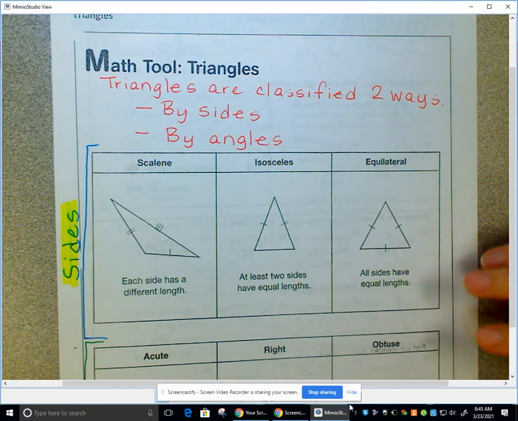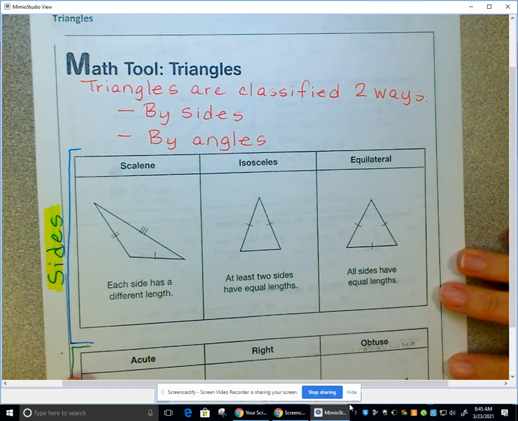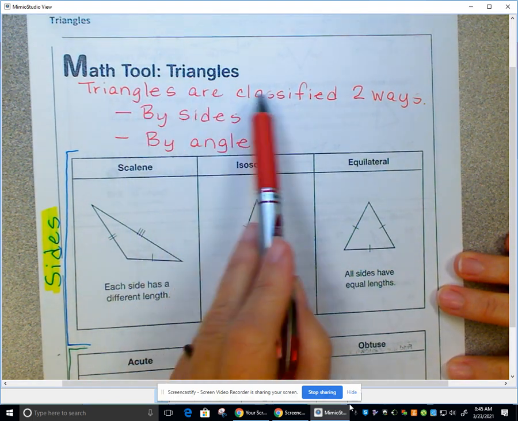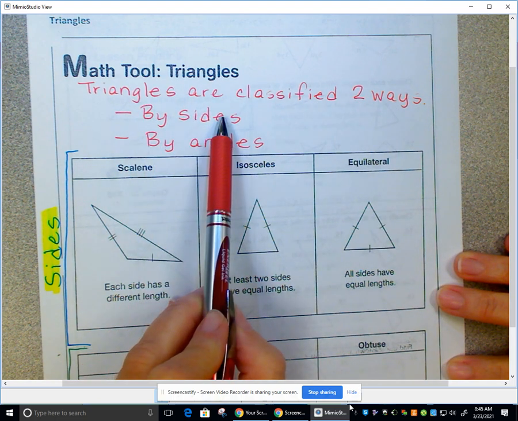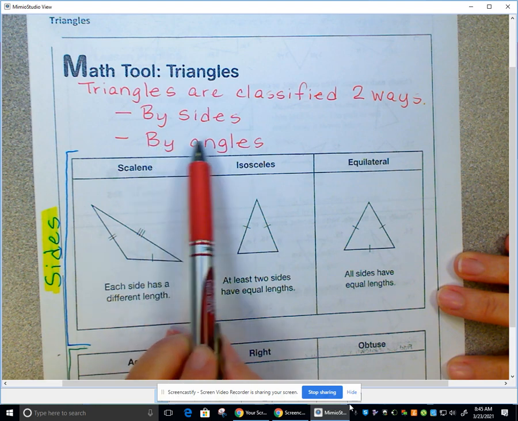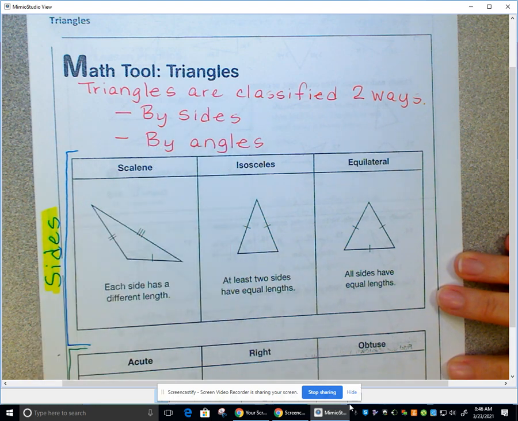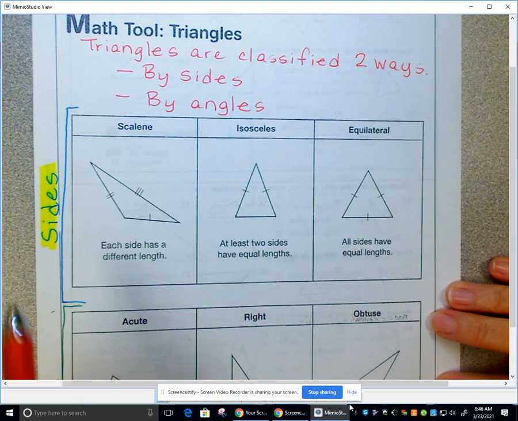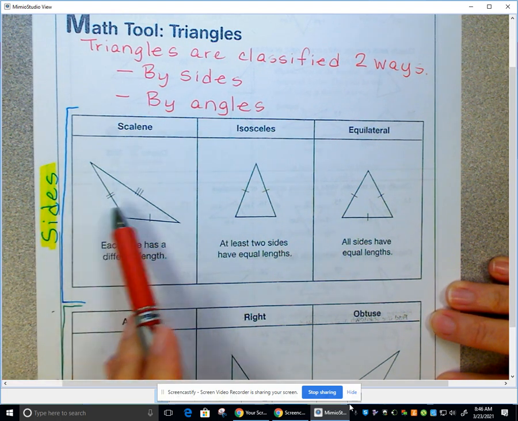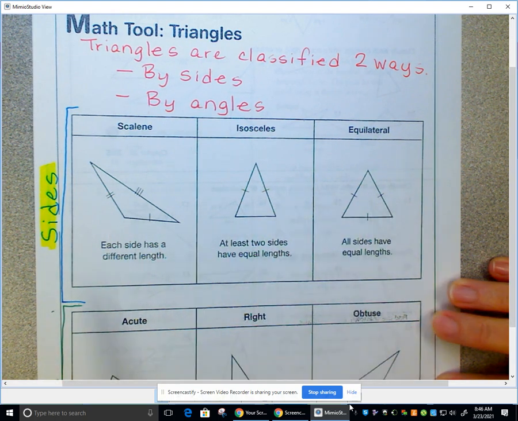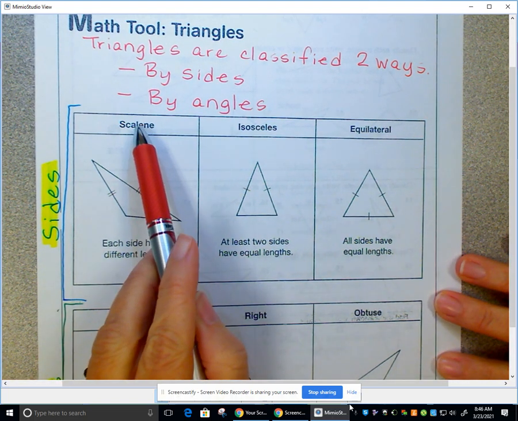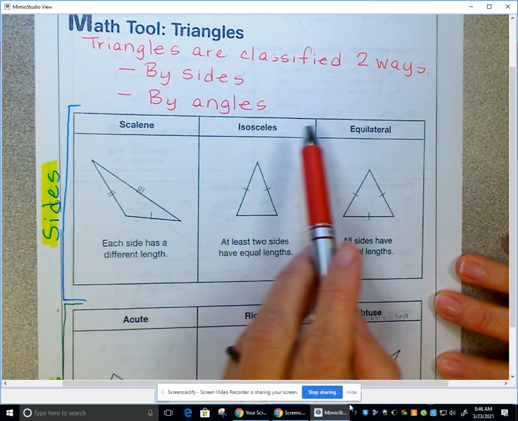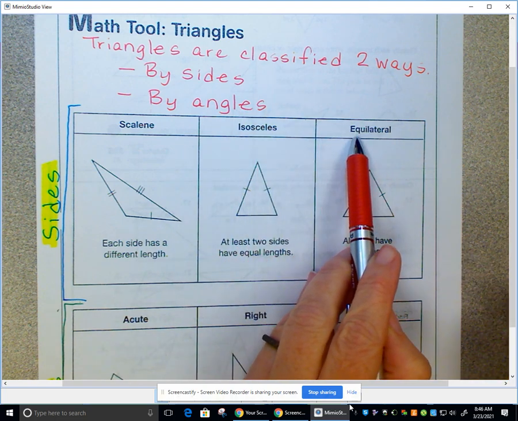We are talking about triangles today, and I want you to notice the phrase I've got written on here. It says triangles are classified two ways. You can classify triangles by sides, or you can classify triangles by angles. This first group we're going to look at, these are all classified by sides, and it's talking about their side lengths. We've got three names here: scalene, isosceles, and equilateral.